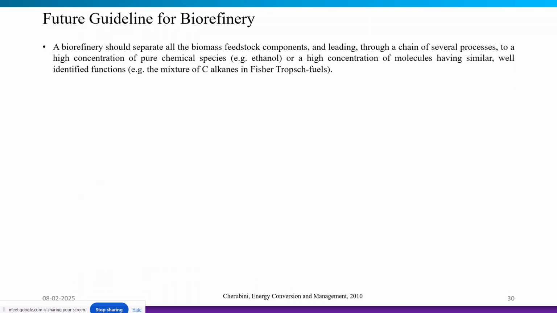So, a biorefinery should separate all the biomass feedstock components and lead them through a chain of several processes to a high concentration of pure chemical species like ethanol, or a high concentration of molecules having similar well-identified function. So first, this separation process should be very efficient so that the biorefinery has the potential to produce those specific biochemicals out of the conversion processes. So the separation process is very crucial and should be done very carefully.